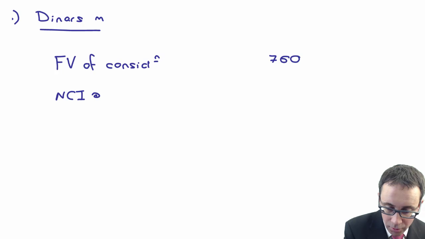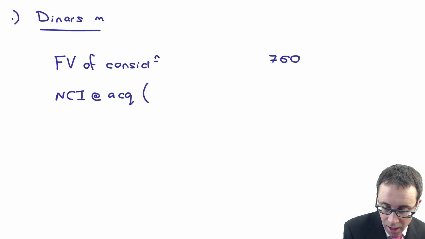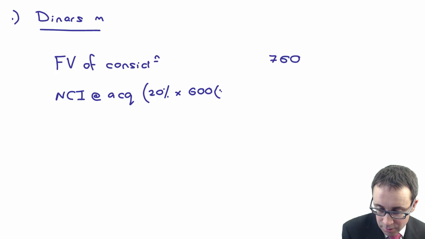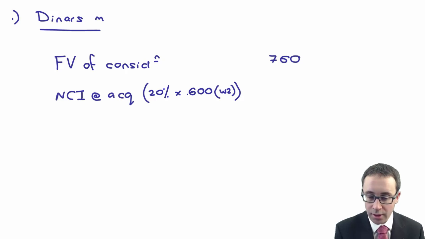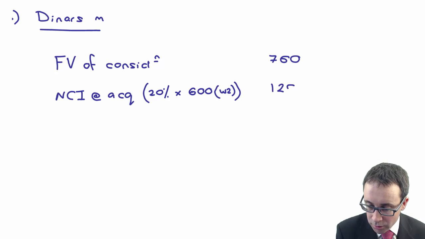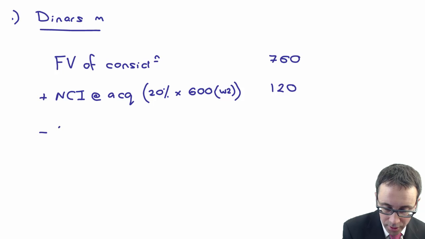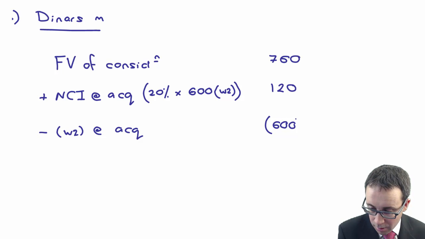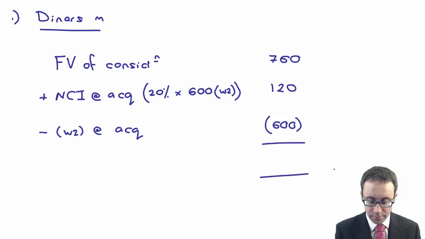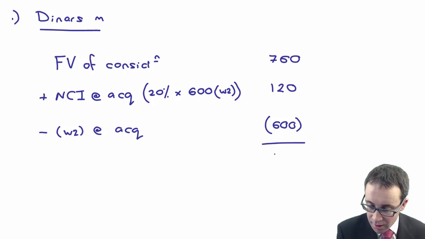We then add on the non-controlling interest at acquisition, don't we? Here it's based on the proportionate share of net assets. So we're told the fair value of the net assets. I've also got it in working 2, haven't I? Which is there as 600. 20% of 600 is 120. And then we deduct working 2 at the date of acquisition. So we deduct 600.